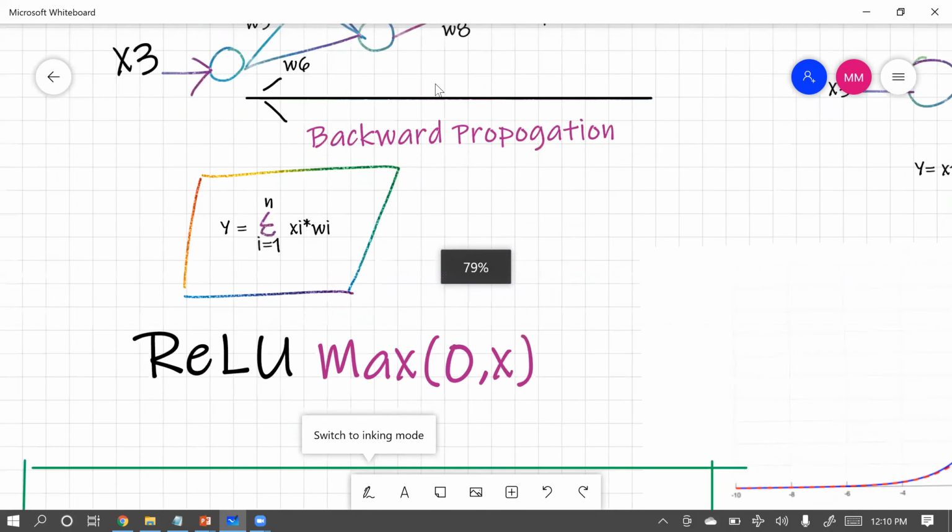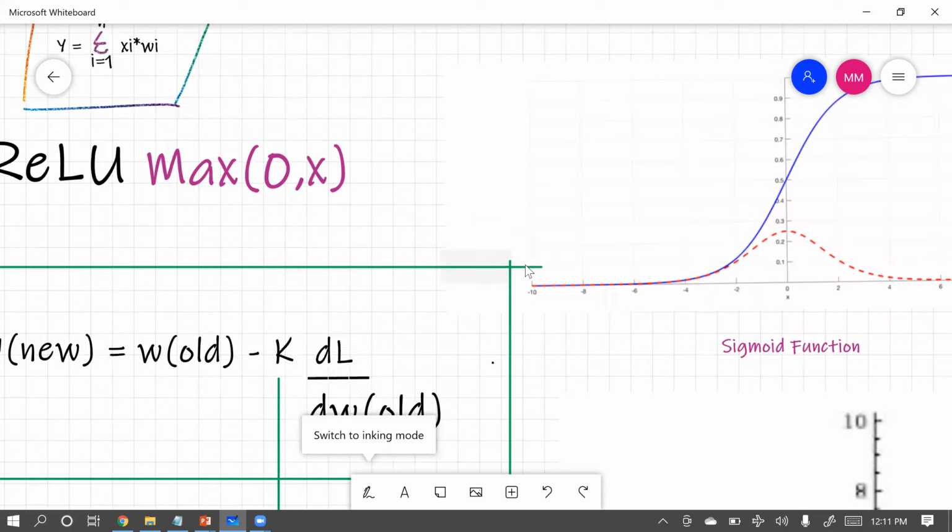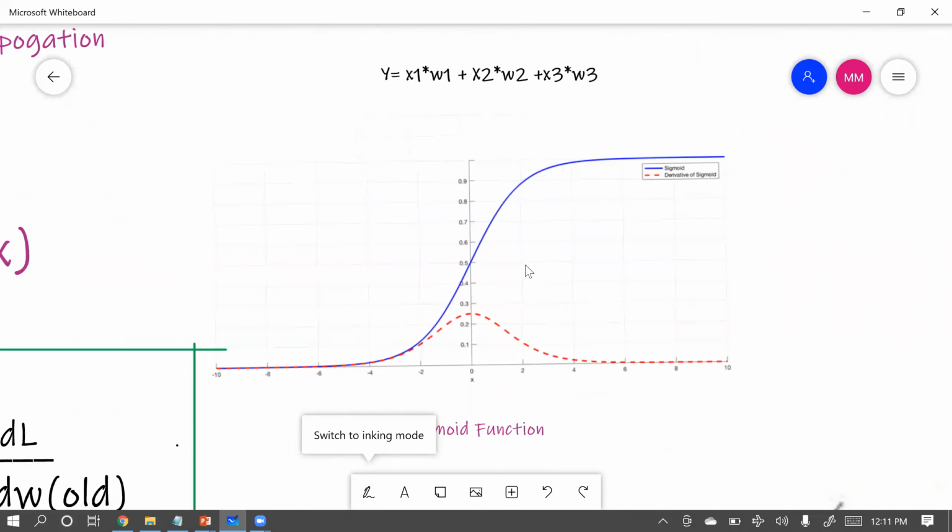This formula is nothing but the new weight. How can we calculate it? Old weight minus learning rate times the derivative of loss with respect to the old weight. This k is a learning rate. Again, I am telling you this is a hyperparameter. In hyperparameter theory, we can do a trial and error method to minimize or maximize the loss by tuning this learning rate. Okay, and we'll come back to our old sigmoid function.